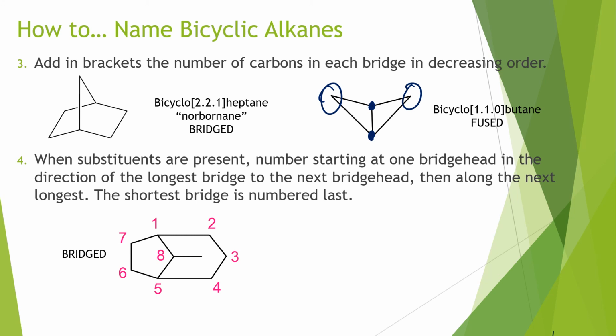So we start at one bridgehead, and this way we have a 2-carbon bridge. This way we have a 3-carbon bridge. So we're going to go in the direction of the 3-carbon bridge. And then when you get to the next bridgehead, you want to pick your next longest bridge. So we're comparing the 2-carbon bridge versus the 1-carbon bridge. We're going to follow the 2-carbon bridge. Now you're back at your first bridgehead, carbon number 1. You have to count the last bridge, and that's how you give the numbering scheme for a bicyclic alkane. So this is 8-methylbicyclo[3.2.1]octane.